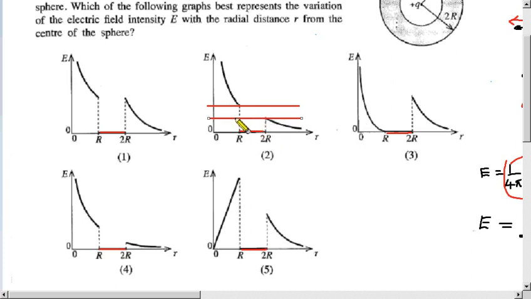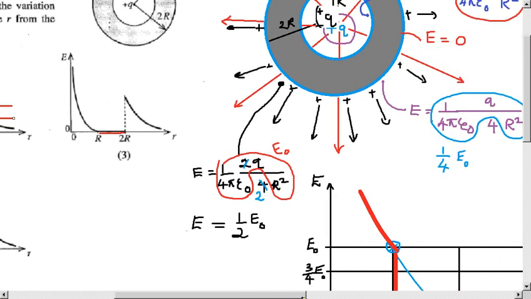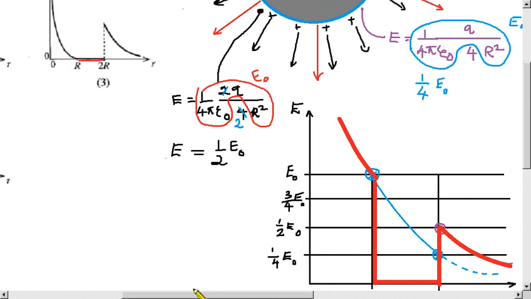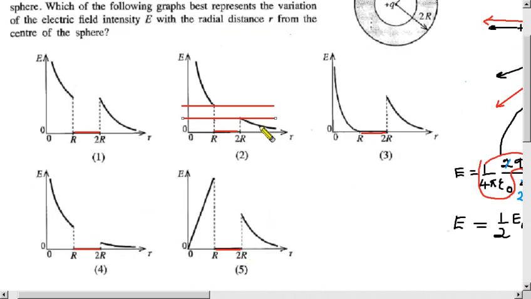We can see roughly from the graph, half E naught. So the second part should start with a value of half E naught. So this one is correct, therefore this graph is correct because this graph shows roughly half E naught. Half, this one is 1, so this one half. So this one is the correct answer. Here this one is wrong.